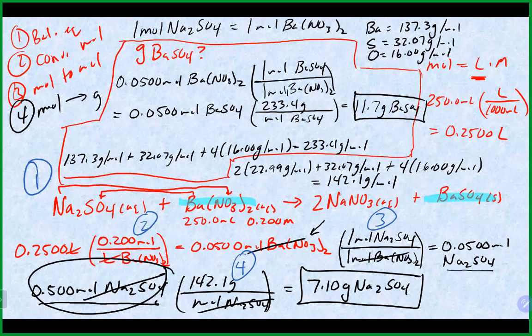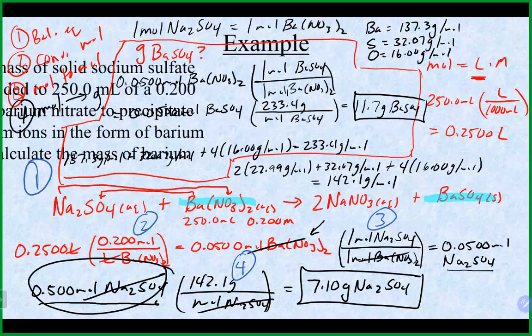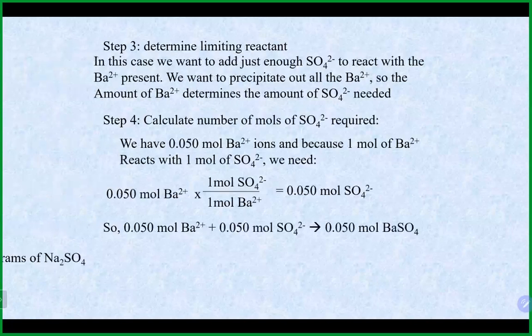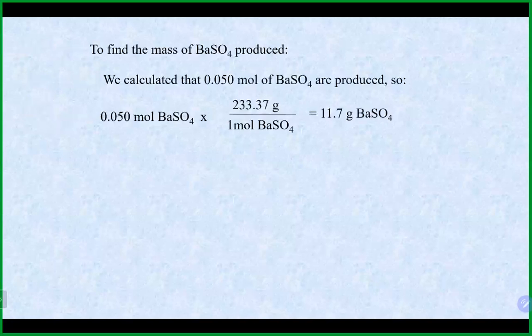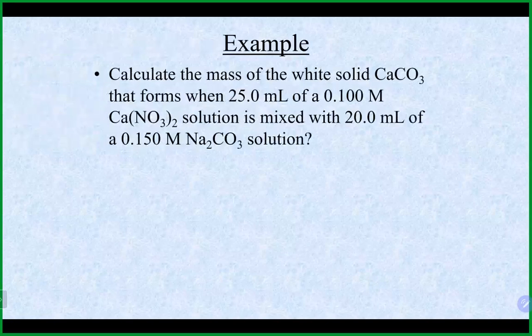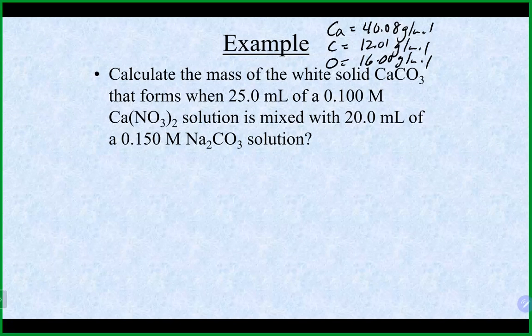All right, so let's try a fresh problem here then. All right, calculate the mass of white solid calcium carbonate that forms when 25 milliliters of 0.1 molar calcium nitrate is mixed with 20 milliliters of 0.15 molar sodium carbonate. All right, give it a go, follow the steps. Kind of getting to the end. Let's take a look at how you're progressing, make sure hopefully you're on the right track.